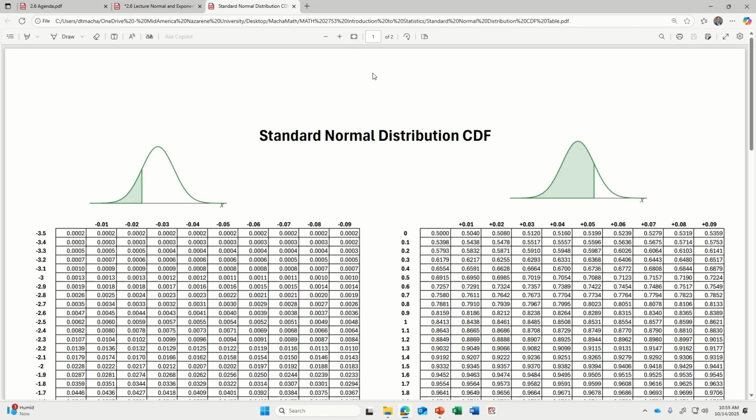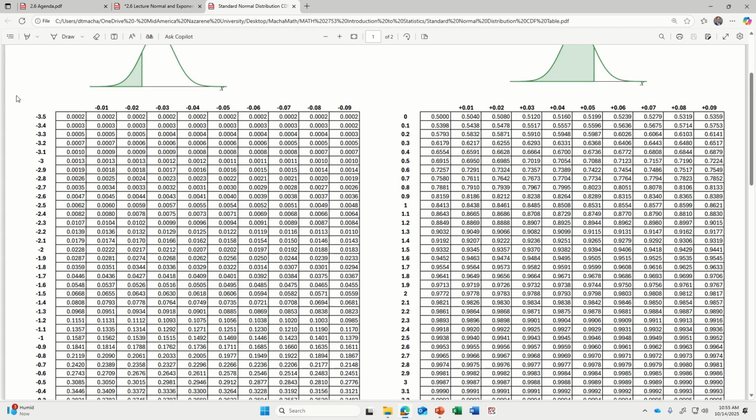And we've seen this before. To use the standard normal distribution CDF table, you are going to first calculate the z-score of your measurement, and then, let's say my z-score is negative 2.37. So I find the negative 2.3. I find the column where I get an extra negative 0.07, and then the value that I'm looking for is at the intersection of this row and this column. So it'd be 0.0089.